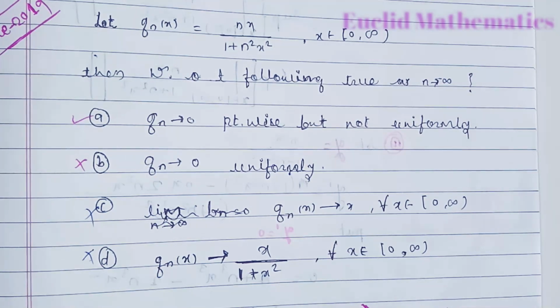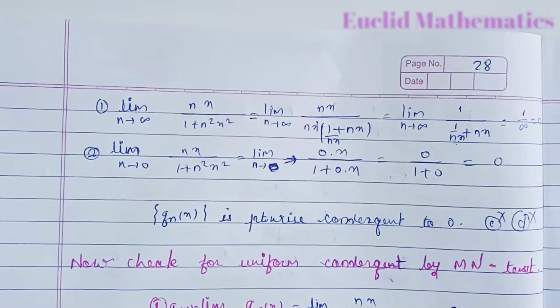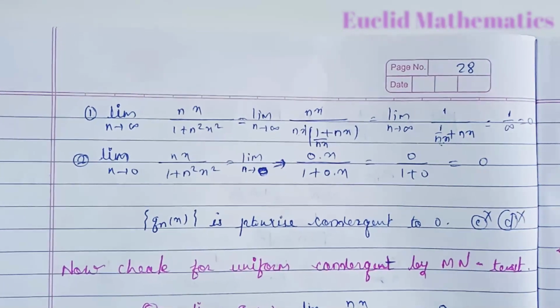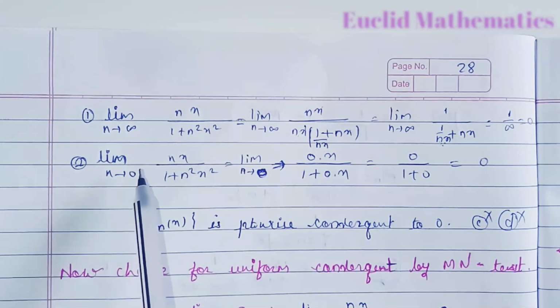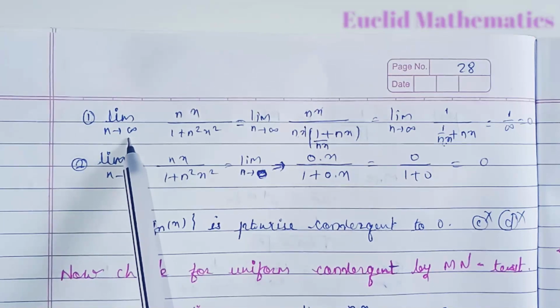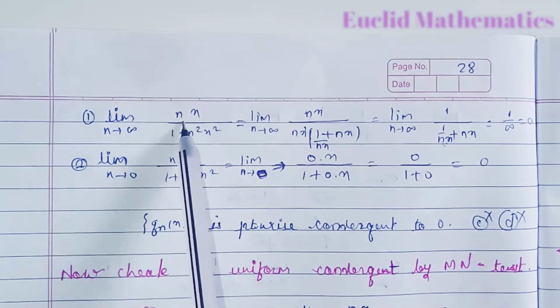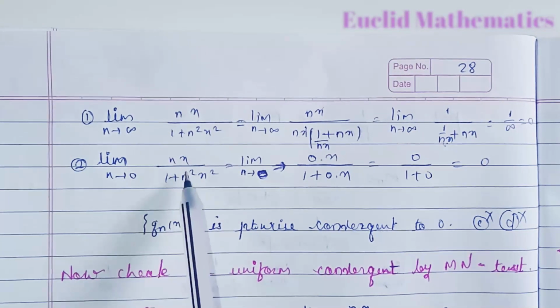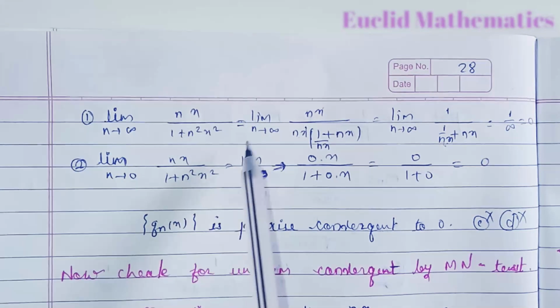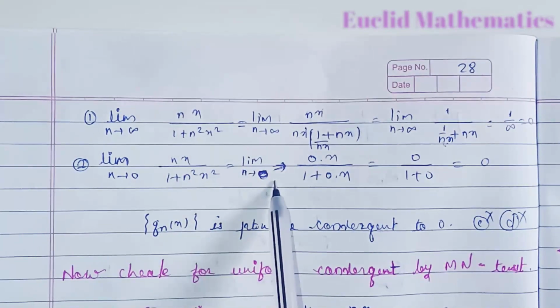Now let's get started with our solution. For checking pointwise convergence, we apply the limit as n tends to infinity, and also n tends to 0 because the interval is 0 to infinity, to our g_n of x, which is nx upon 1 plus n square x square. We take both limits at the same time.